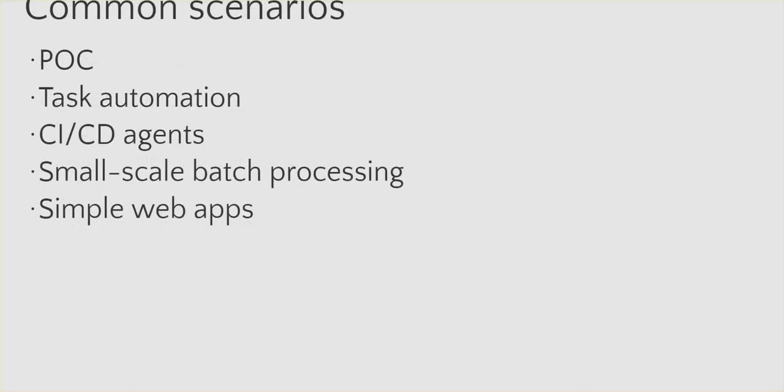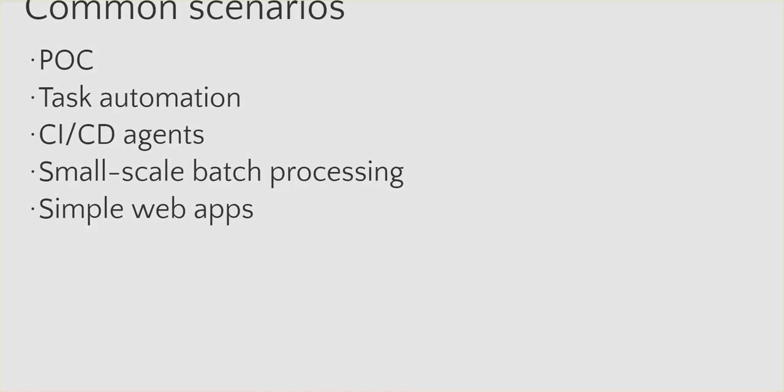So common scenarios where you should use this: as I said, it's really good for POC, demo purposes, and testing purposes. If you want to do task automation, it's good to provision it on the fly, do the job, get things done, and then just kill it. CI/CD again: provision it, do the CI/CD, kill it. That's the best use case for CI/CD.